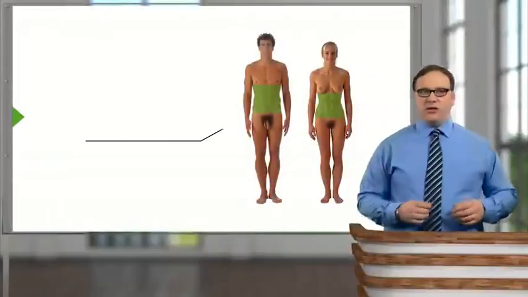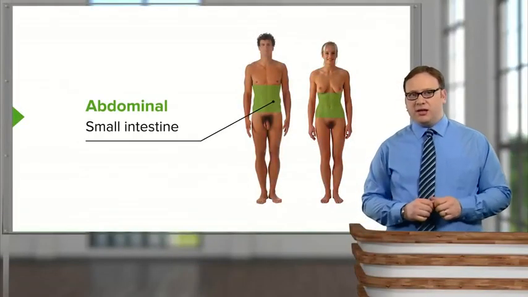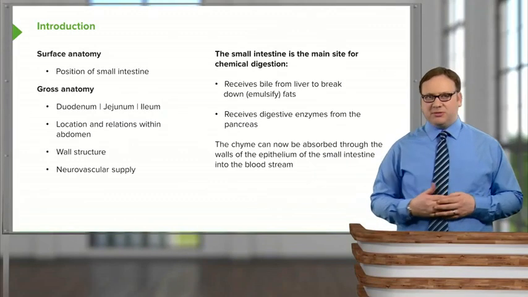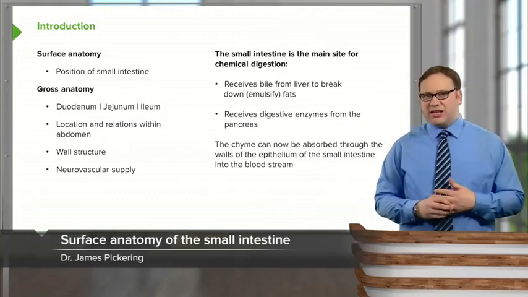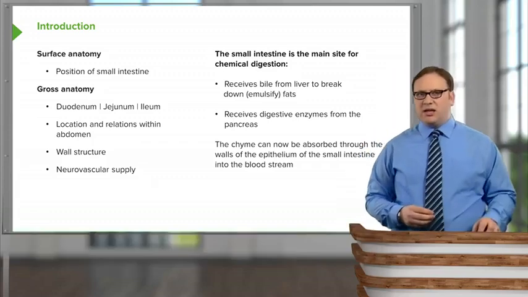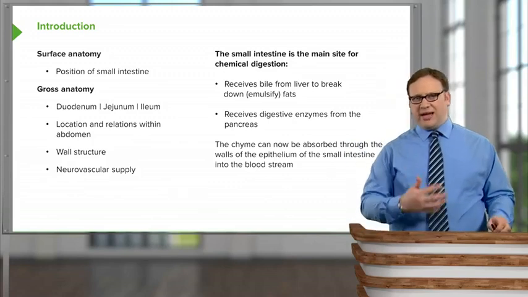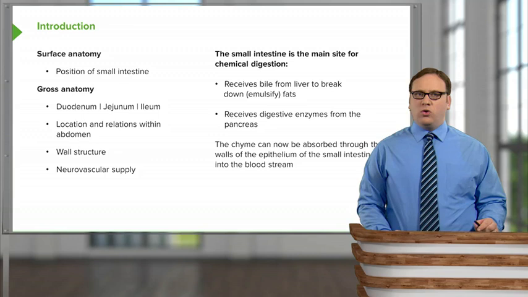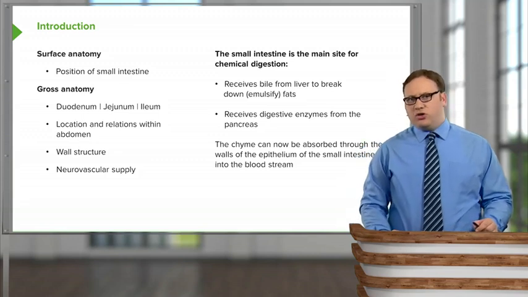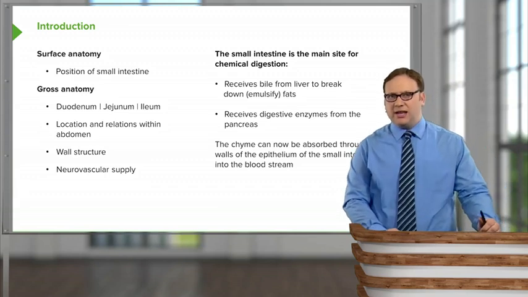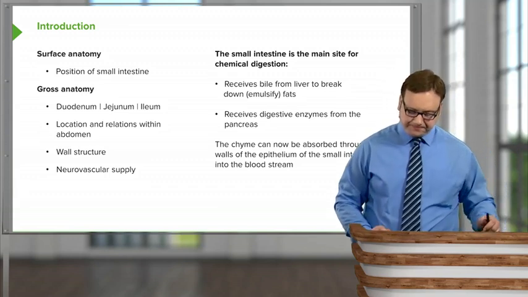So we'll start off by looking at the surface anatomy of the small intestine and where exactly it's positioned within the abdomen. And then we're going to look at the gross anatomy of it. So look at the three parts, duodenum, jejunum and ileum, and look at the location of these areas and the relations they have to other organs within the abdomen. We'll look at the wall structure, and then, like with the stomach, we'll look at its neurovascular supply.